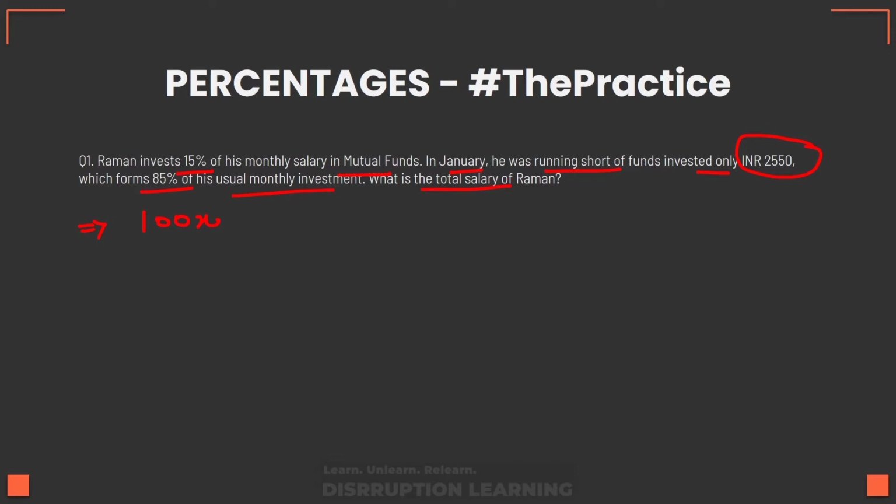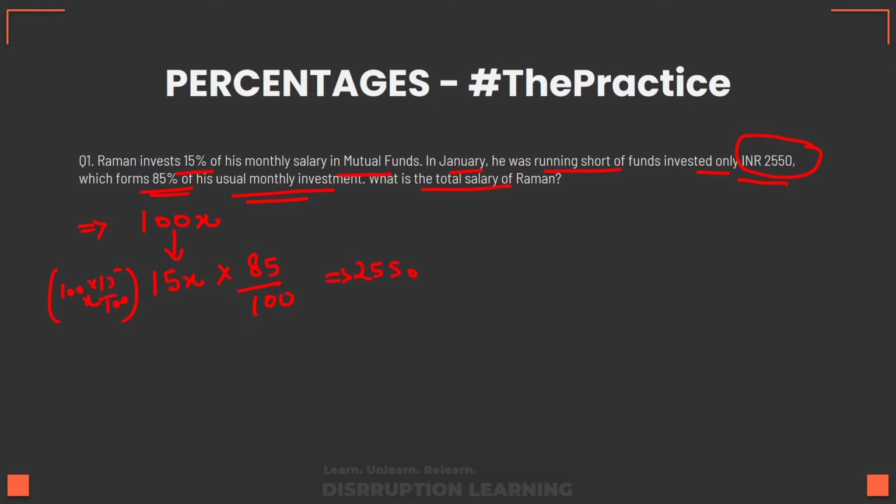He invests 15% of it. I hope everybody understands that 15% of 100x is going to be 15x. In case you have forgotten, this is going to be 100 into 15 by 100, right? So 15x is what he usually invests. But this time he has only invested 2550, which is 85% of his usual monthly investment. So we know that 15x is his usual monthly investment, right? This time he has invested 85% of it, and this is equal to 2550.